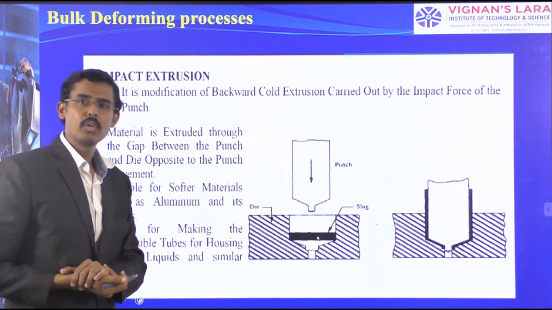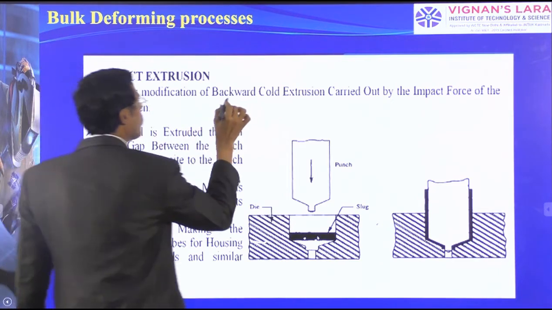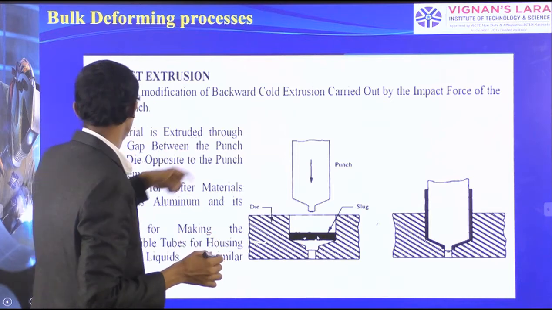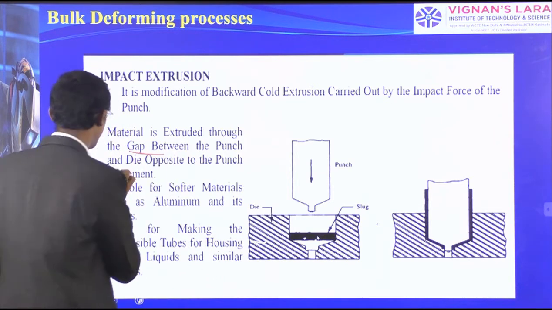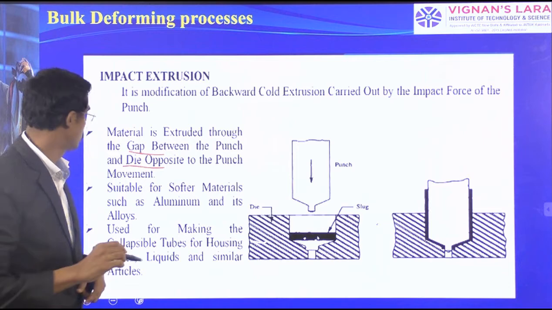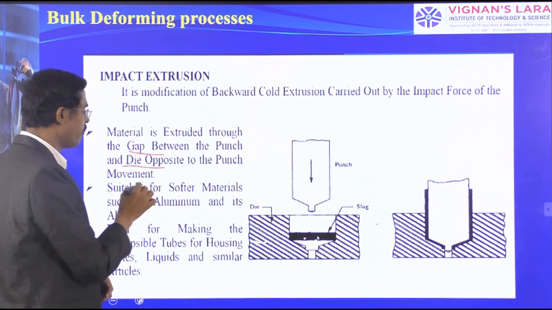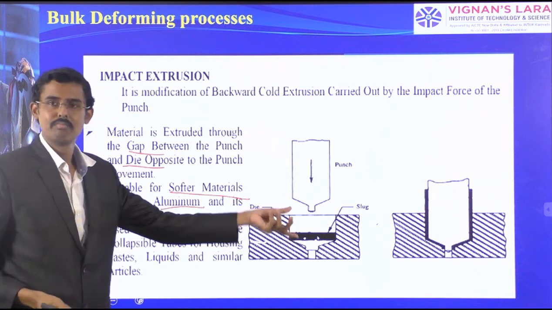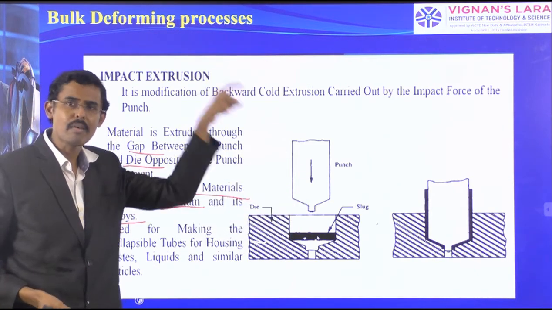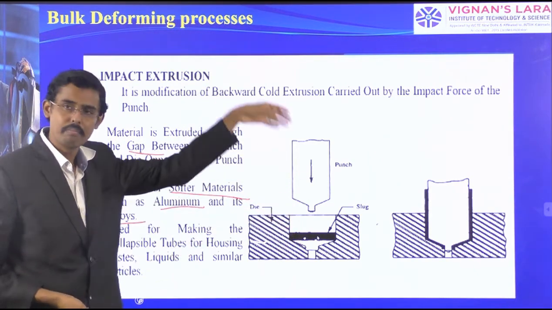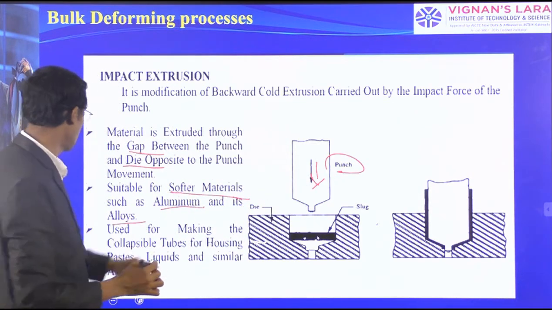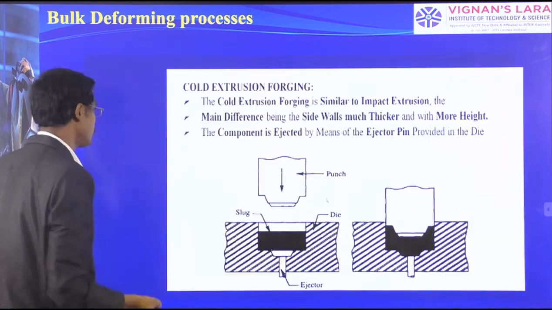Impact extrusion is a modified form of the back cold extrusion process. Material is extruded through a gap between the punch and the die, according to the punch movement. It is suitable for softer materials such as aluminium and alloys. We are doing cold extrusion, the same aluminium, and we are giving punching action. As usual, punching has been done. It is used for making collapsible tubes and housings.